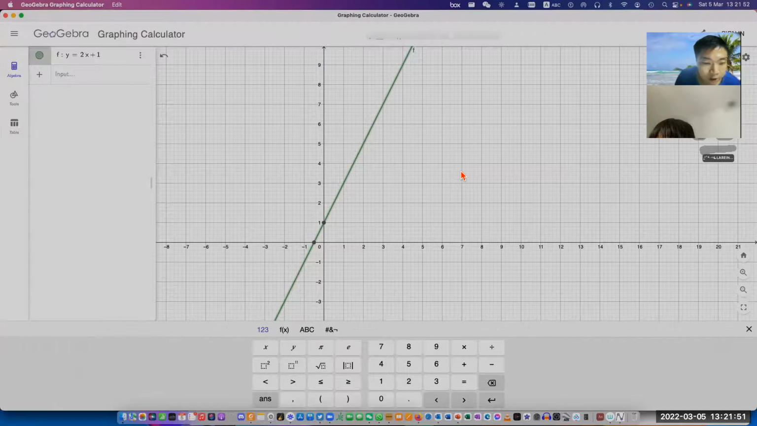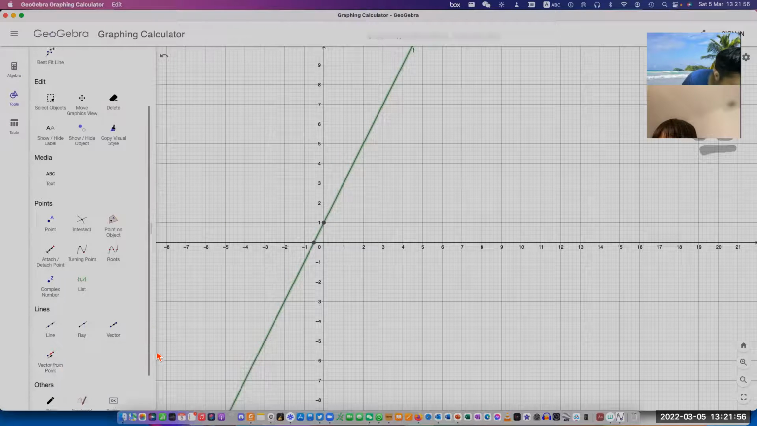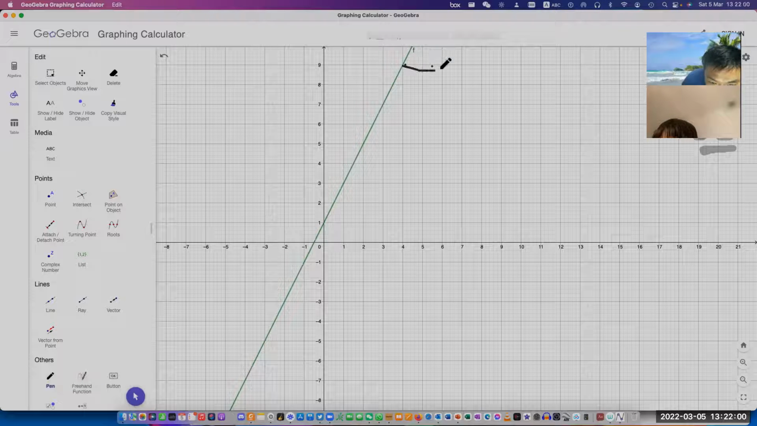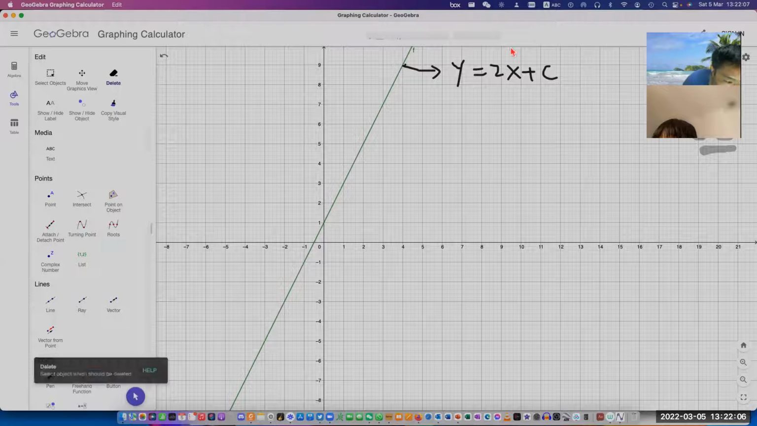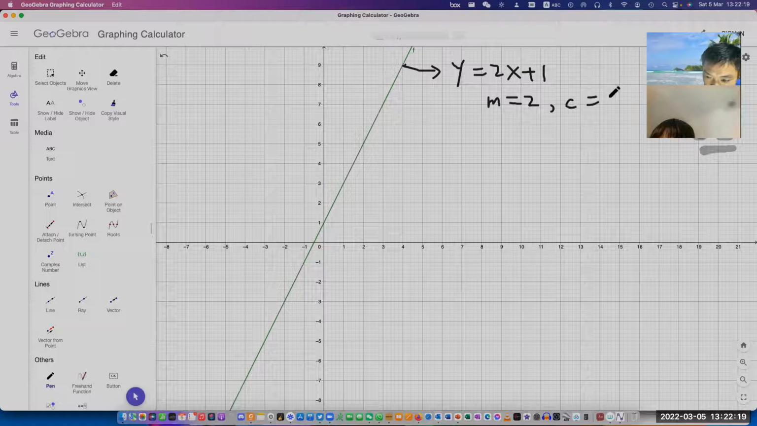Now, I'm going to explain to you how you read this line. That means what you need to understand from this line. So I can use the pen tool to label. This is my y equals to 2x plus 1. Erase, choose the delete tool, and this is 1. And then m is equal to 2, c is equal to 1.